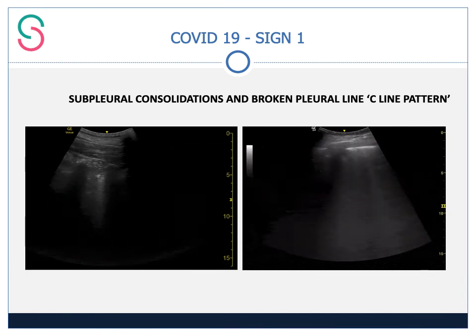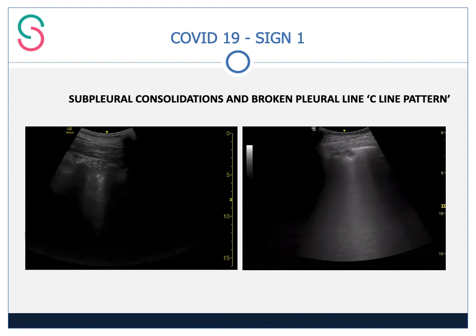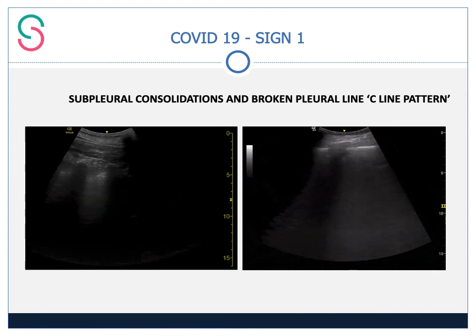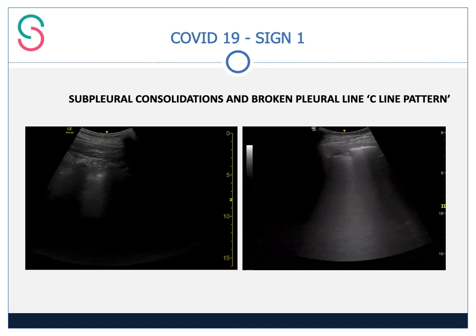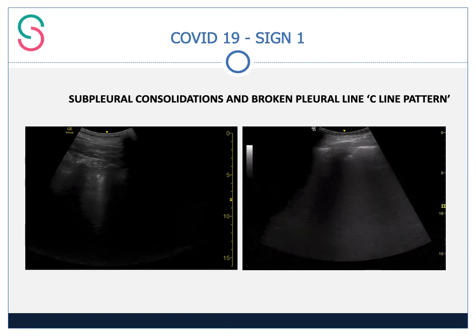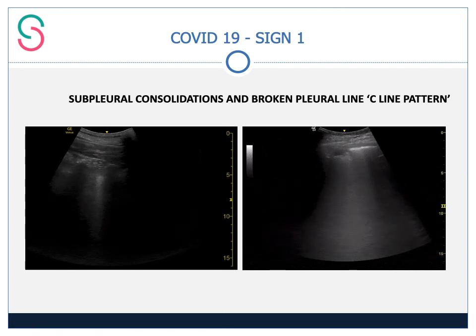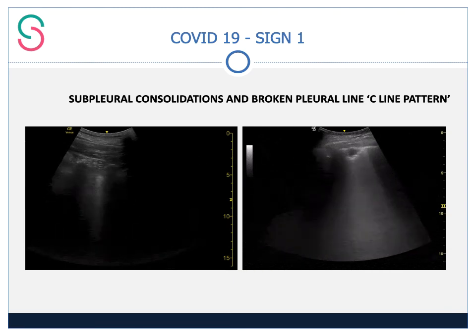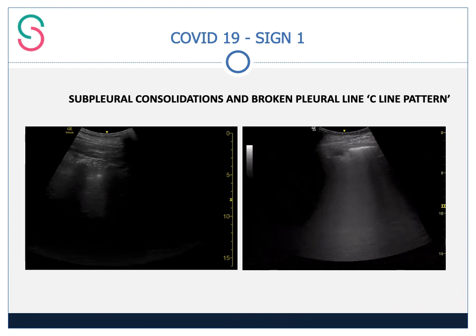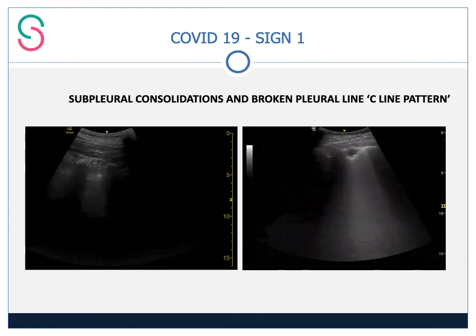So these videos show you some examples of that, where you look at the sliding pleura sign, and then you can reduce the depth, change the focal point to the pleural line, or even use a high frequency probe to look at the pleural line, and you're looking for these hyperechoic subpleural areas. And we know that as the lung disease progresses, these areas become larger and more confluent.